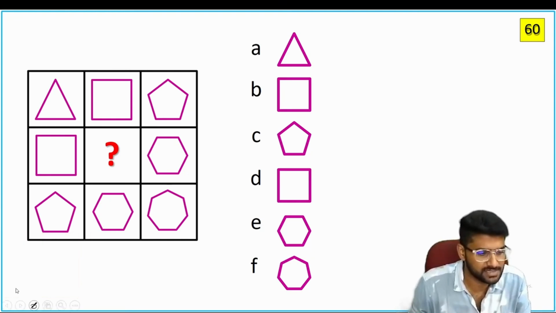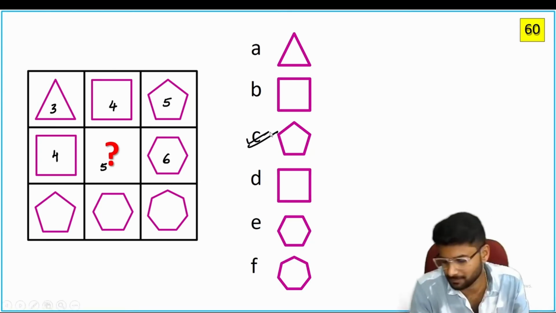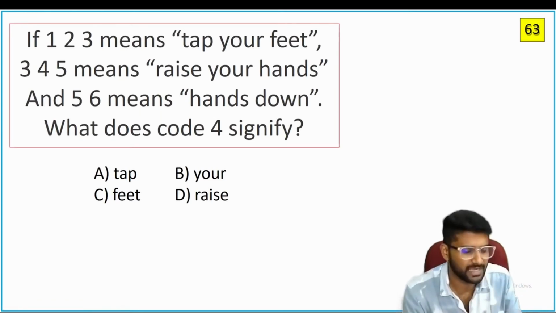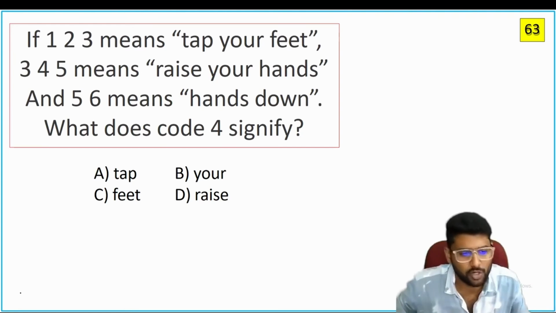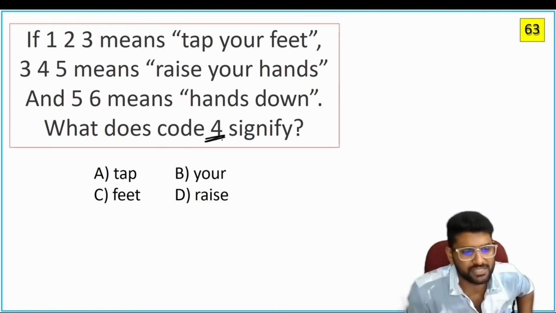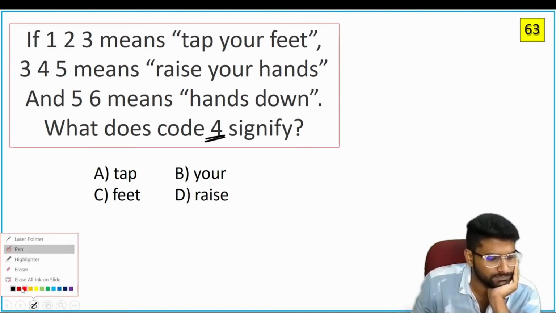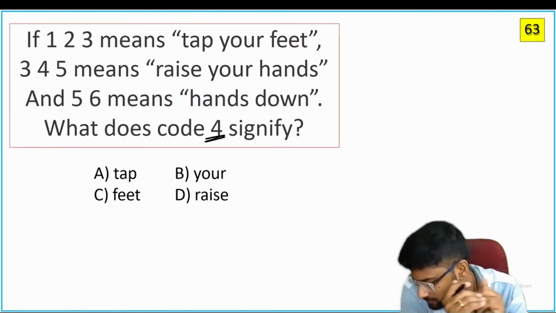So what is the next answer here? So three-sided figure, four-sided figure, five-sided figure. Four-sided figure, five-sided figure, six-sided figure. So the answer must be pentagon. Next. Again, one more question from coding and decoding. Identify the common number and identify the common code. So what does 4 signify? So what is the code for 4?